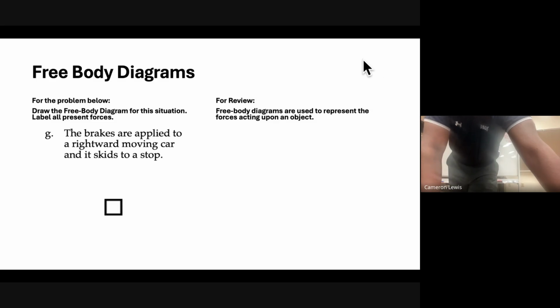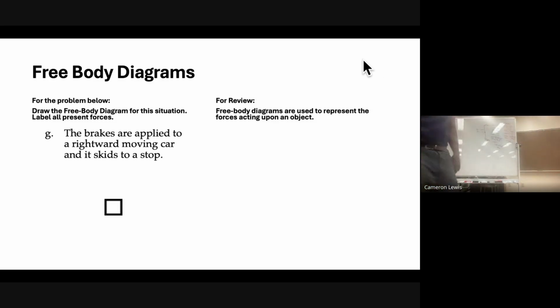So now this one, let's try this one because it's a car, right? Sledding might have been a little hard, but I think a car should be easy. The brakes are applied to a rightward moving car and it skids to a stop, right? So I'll draw it on the board too as well.